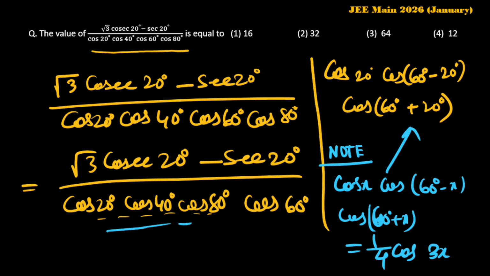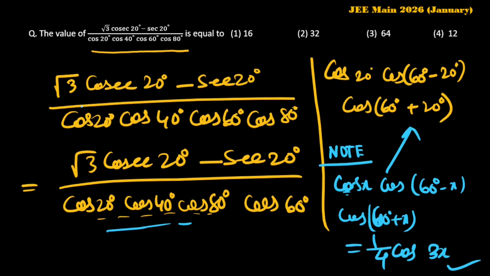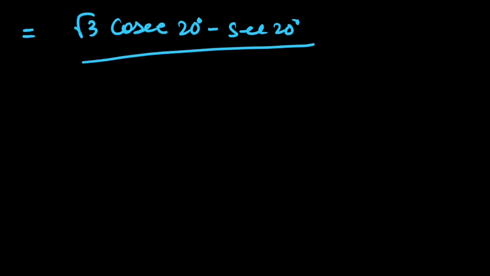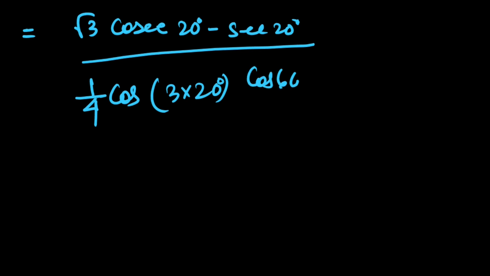It is easy to prove: we first break cos of 60 minus x times cos of 60 plus x, after that we multiply by cos of x, then we again break this function, and we get 1 over 4 cos of 3x. Therefore we use this formula here. So in the denominator we can write 1 over 4 cos of 3x, where x is 20, so 1 over 4 cos of 3 times 20 degree, into the remaining term, which is cos of 60 degree.